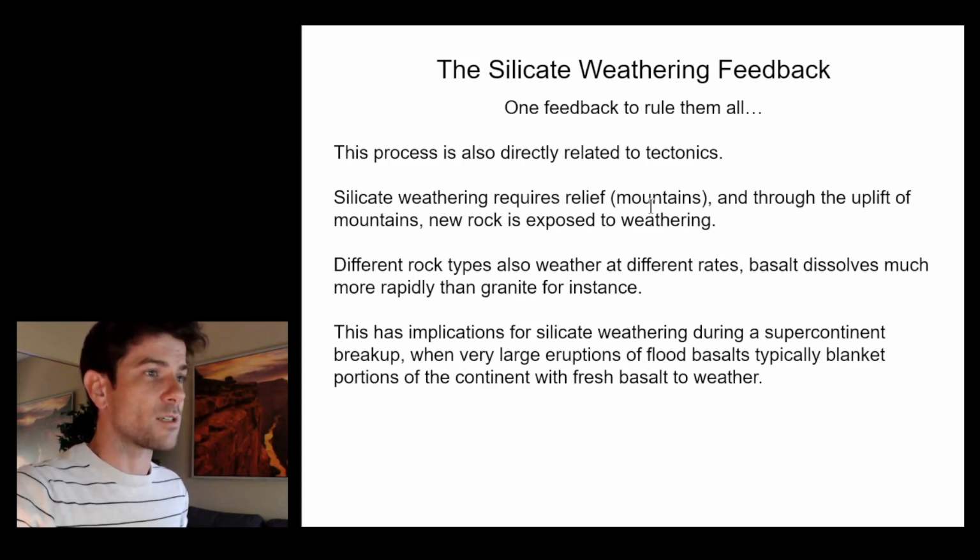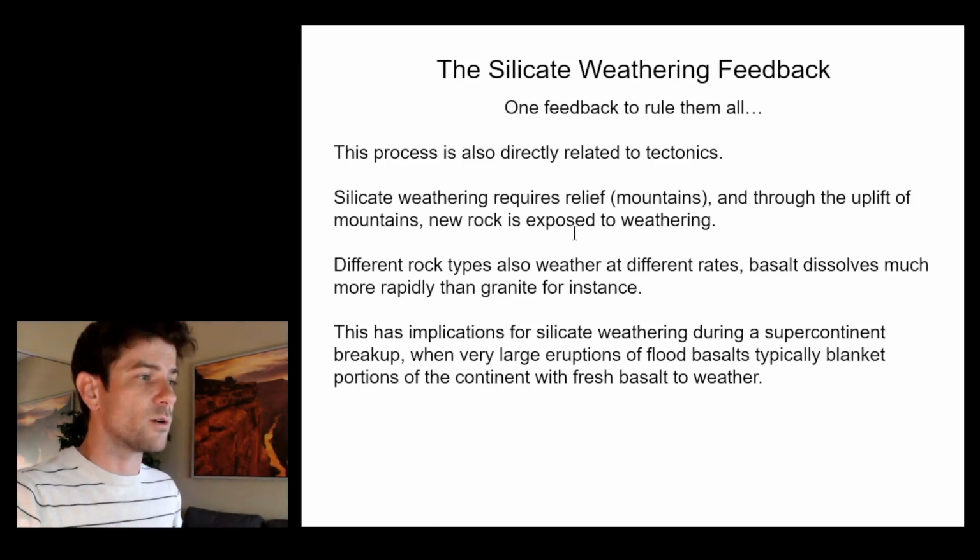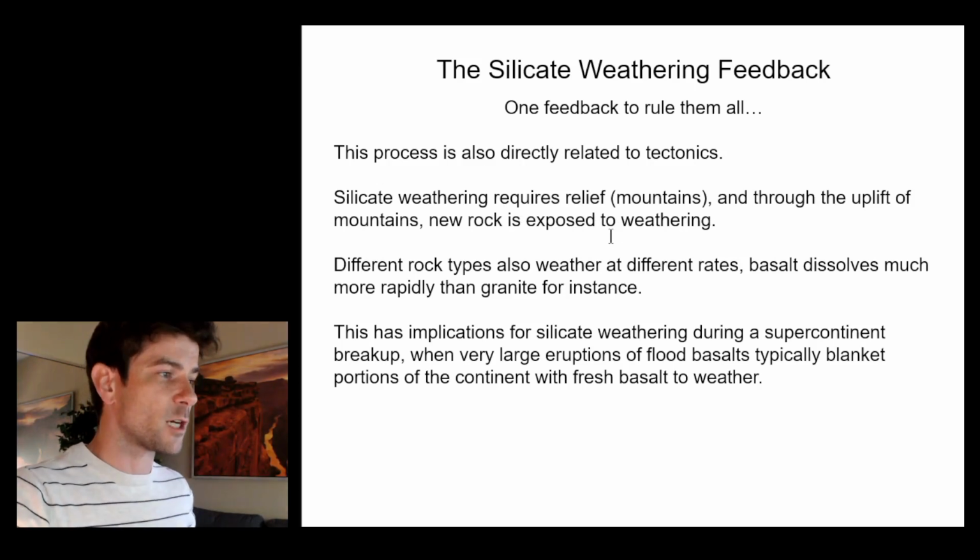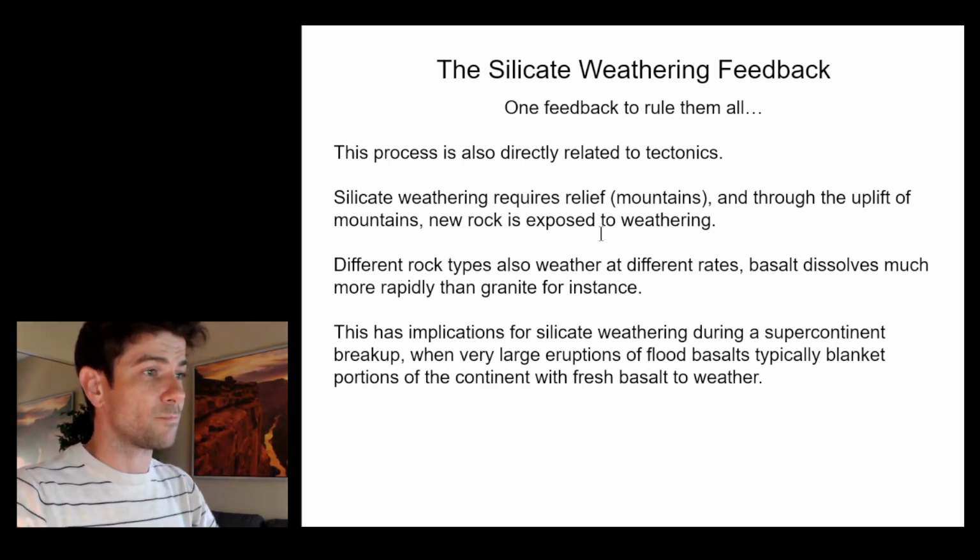Silicate weathering relies on uplift, on some type of topographic relief, mountains. Right? And so through the uplift of new mountain ranges, new rocks are exposed. And when new rocks are exposed, they're able to chemically weather. If the continents were flat, deeply weathered soils, there wouldn't be much fresh material to react with that carbonic acid.